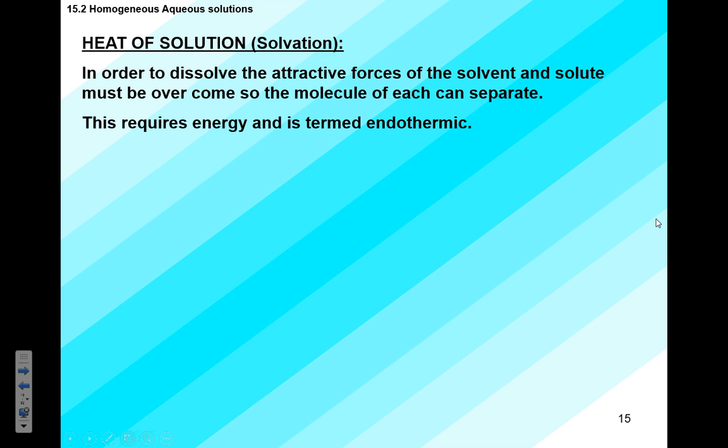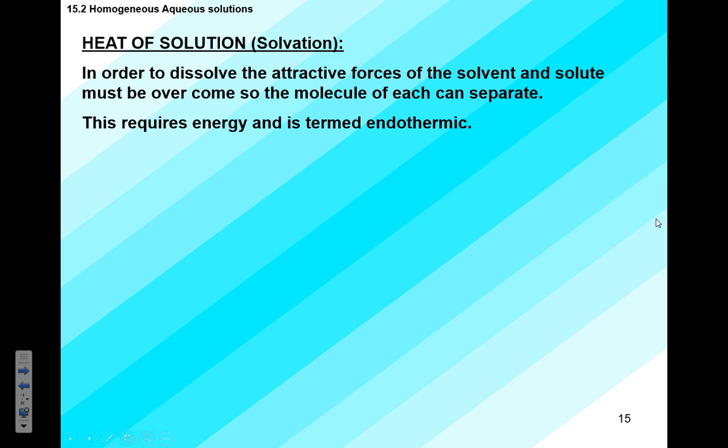So what you need to fundamentally understand here is to break apart bonds, that requires energy. And the term for a chemical situation or a physical situation that requires energy is endothermic. Heat energy must go in an endothermic situation. So to break the old bonds between solute particles and solvent particles that exist between themselves, it's going to require energy. So the first part of dissolving is the endothermic part of dissolving. And that's where we have to provide energy to break apart the old bonds.